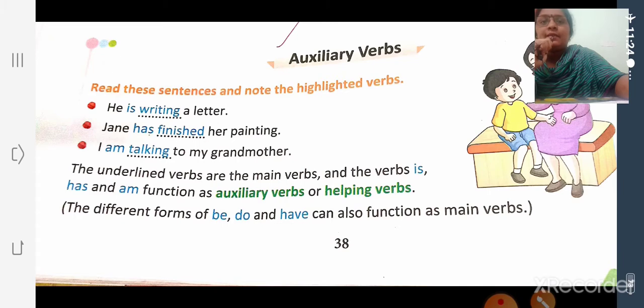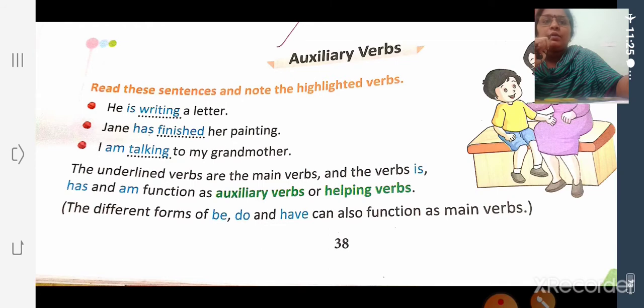Today, let us continue Grammar Way Lesson 8. There are two more topics in this lesson, auxiliary verbs and finite and non-finite verbs. Let us start with auxiliary verbs. I think you have studied auxiliary verbs last year. So what are auxiliary verbs?